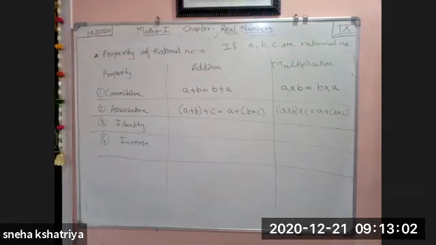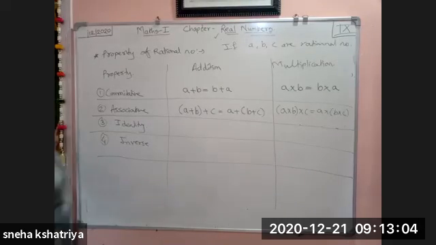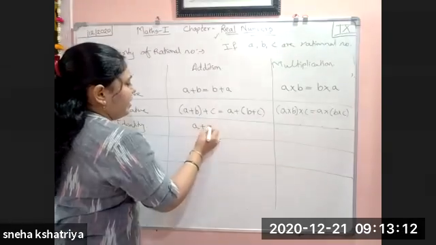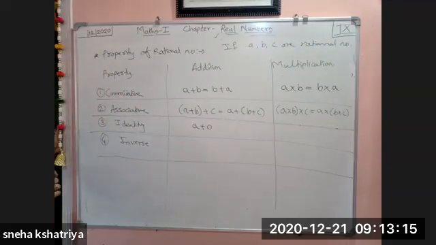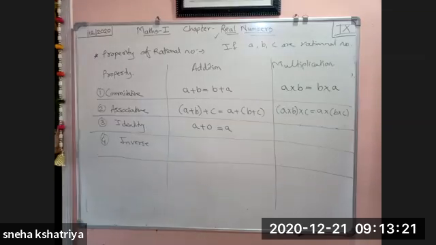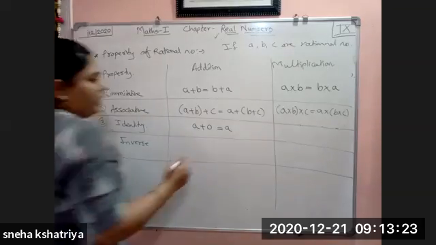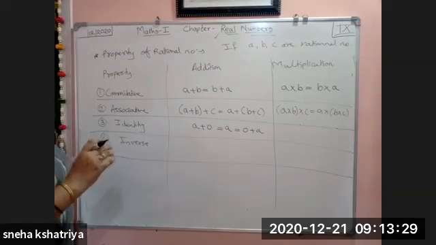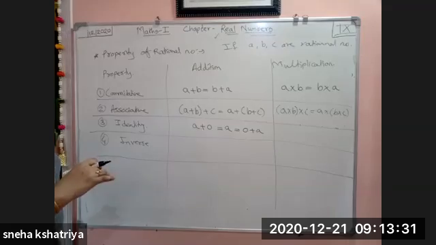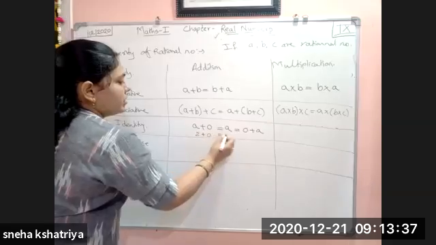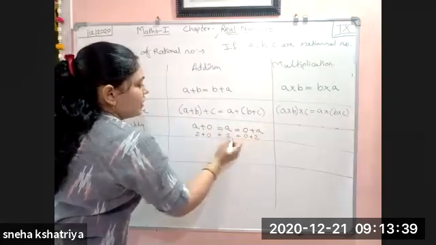Now identity. What is the identity? Means you get the original number. Identity, original numbers. Means what? If you add zero to any rational number, you get again the rational number. A plus 0 is equal to A, which we can also write as 0 plus A. 2 plus 0 or 0 plus 2, the answer will be 2. 2 plus 0 is 2, 0 plus 2 is again 2.